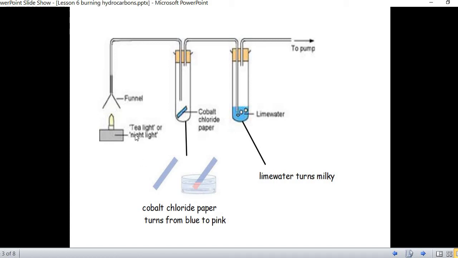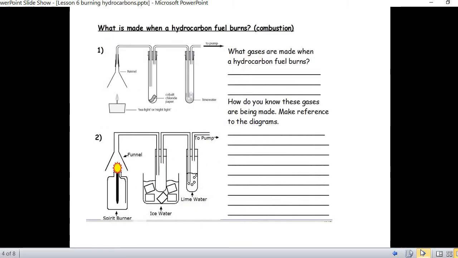And any hydrocarbon that you burn in there, so it can be a candle, it can be a Bunsen, it can be paraffin, whatever's made goes up the funnel here through the delivery tube, and the gases are in this boiling tube or in the U-tube, and then they go into this tube. And the lime water turns milky, and the blue cobalt chloride paper turns pink because of water. So you should be able to work out what gases are made when a hydrocarbon fuel burns.